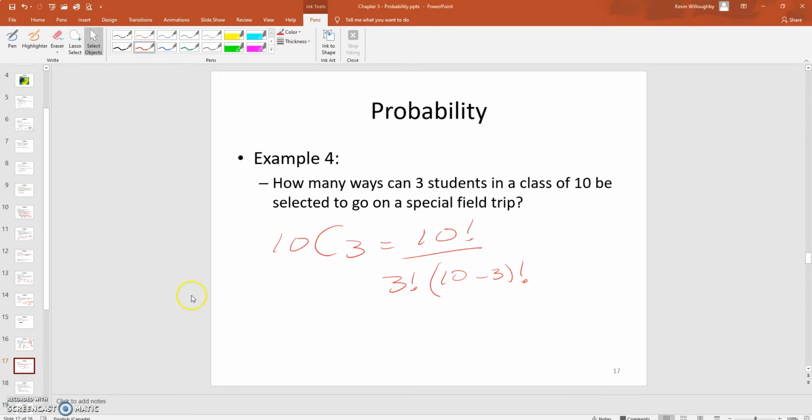So if we do the math for this, on the top we're going to have 10 times 9 times 8 times 7 factorial. I'm going to leave that 7 factorial up there because 10 minus 3 is 7 factorial. So these last little bits will cancel out. 3 factorial, 3 times 2 times 1. So the top equals 720. The bottom equals 6. So there is a total of 120 different ways a group of 3 can be randomly selected from a larger group of 10.